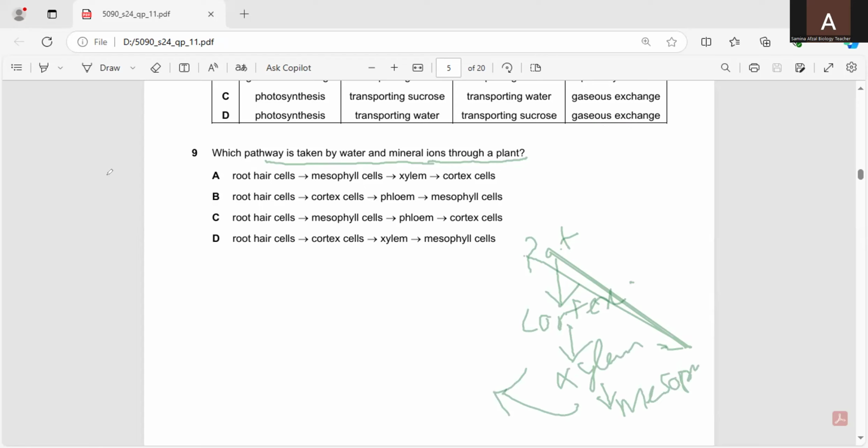No, this is not the correct sequence. Root hair cells to cortex cells to phloem: phloem will not conduct the water, so that is the wrong option. Root hair cells to mesophyll cells to phloem, again phloem, and the sequence is also wrong. So root hair cells, cortex cells, xylem to mesophyll cells is the correct route which will be taken by the water and mineral ions through a plant when the process of photosynthesis is taking place. So D is the correct answer.